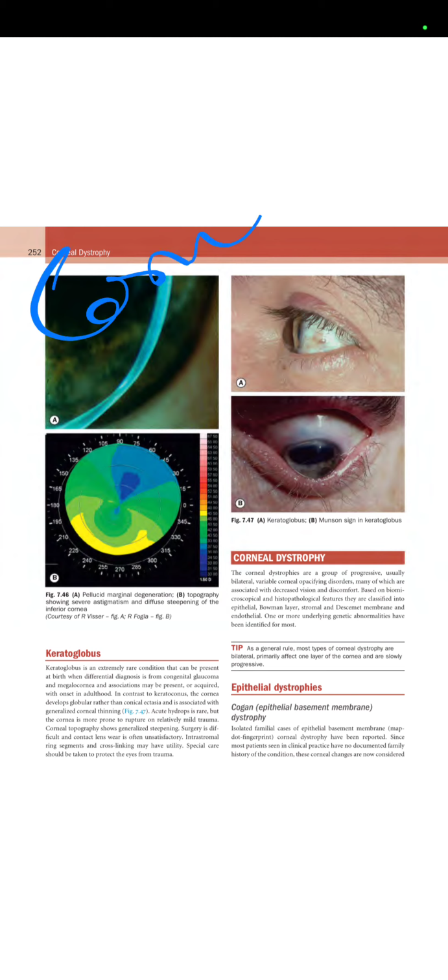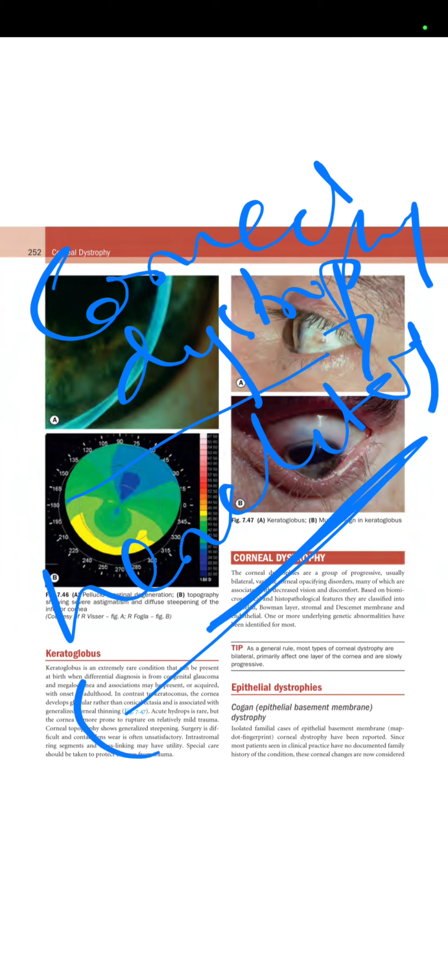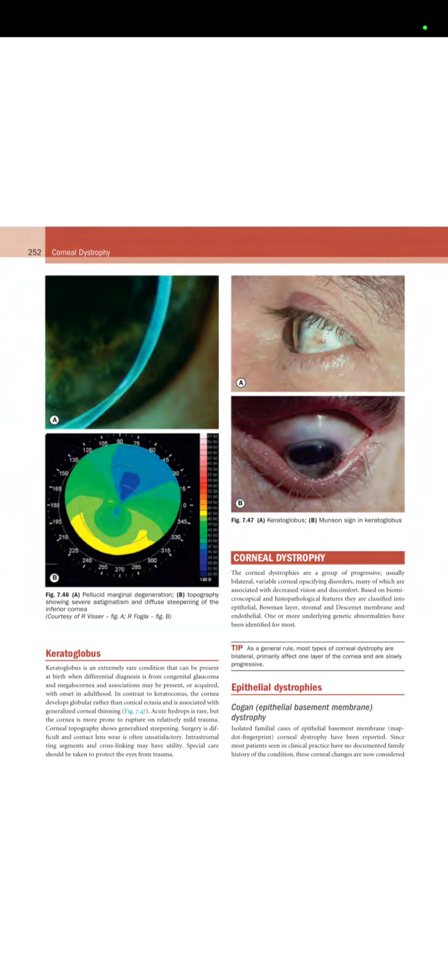Corneal dystrophies: a corneal dystrophy is a problem in the cornea that is hereditary, and when it is hereditary, you know that both corneas are going to be affected. It is bilateral, usually symmetrical but can be asymmetrical as well, and it presents earlier in life than any pathology of the cornea.